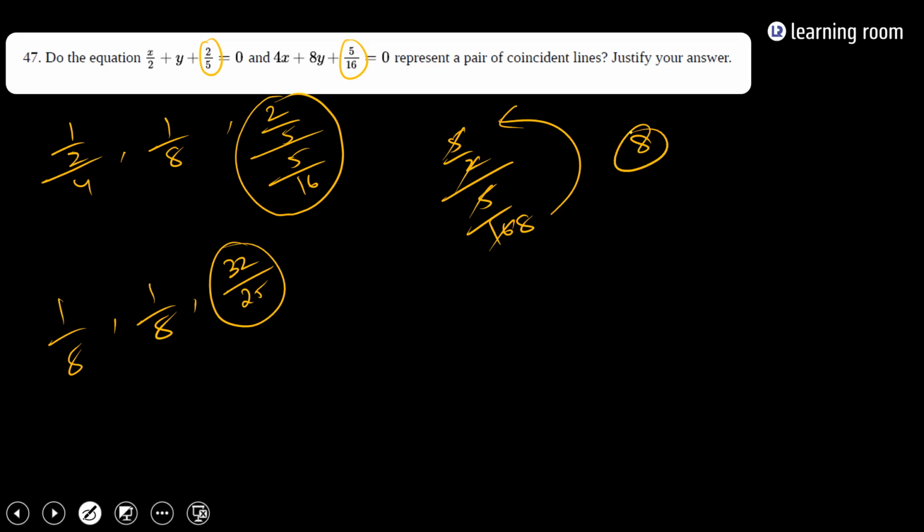So what should I do? This I will leave as 2 by 5. On the right side, what I can do? I can write it as 16 by 5. This and this will get cancelled. You get 1 by 8. Guys, are you able to understand?